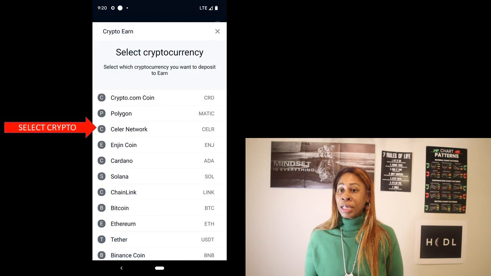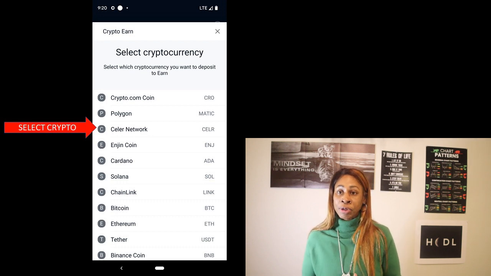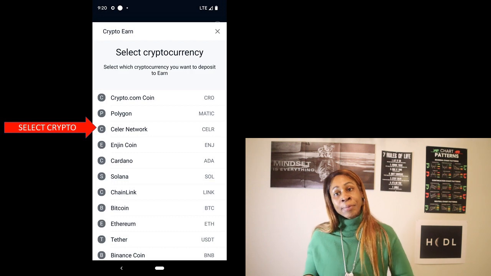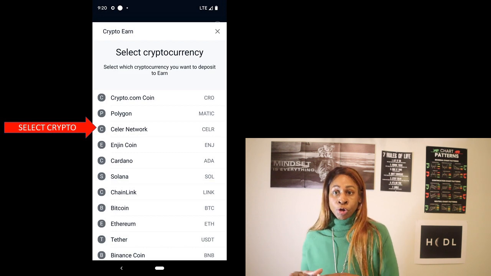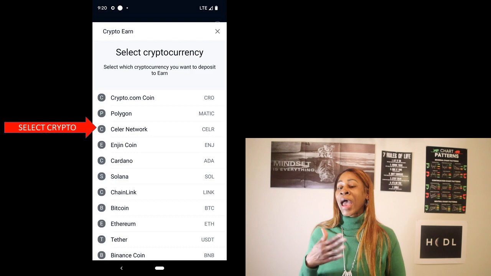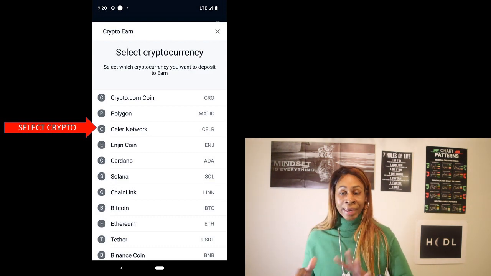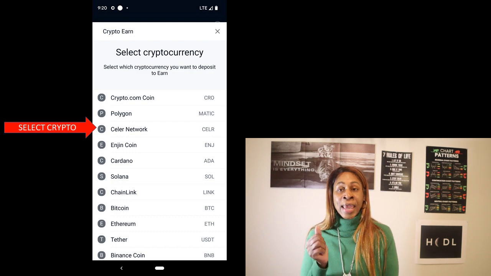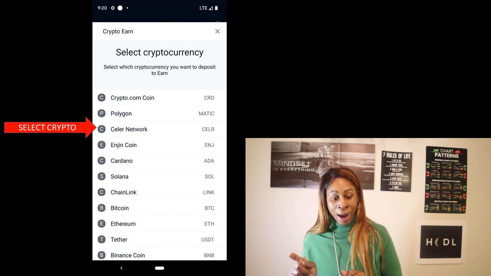Next, it depends on what crypto you want to deposit so you can earn crypto. For this example, I'm going to be using Cellar Network, because that is the token I use as an example to show you all how to become a crypto millionaire. A lot of times going forward, I'll be showing you my Cellar Network account so you can keep track. I hope you've watched the series, How to Become a Crypto Millionaire. If you haven't, you need to watch that right away.